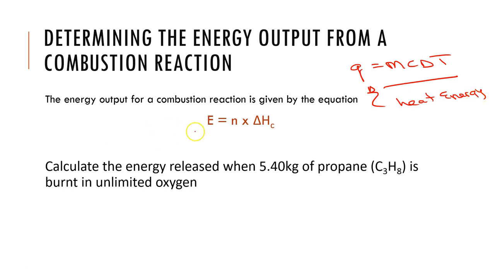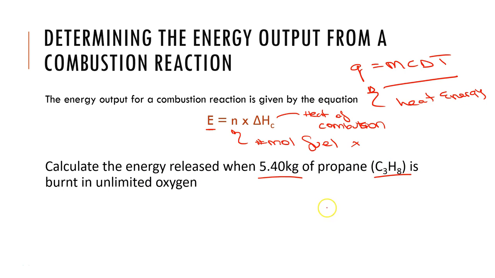Okay, so we can say that the total energy of a combustion reaction is going to be the number of moles of fuel that is burnt multiplied by the energy per mole, the heat of combustion. That gives us the exact amount of energy that we would expect to see. So if we look at 5.40 kilograms of propane, C3H8 as our formula, it's going to be burnt in unlimited oxygen, so this is telling us that combustion is complete.